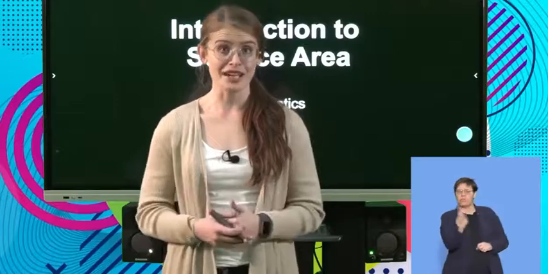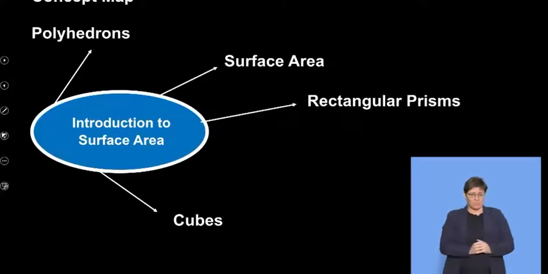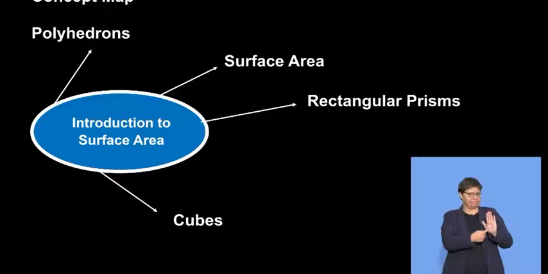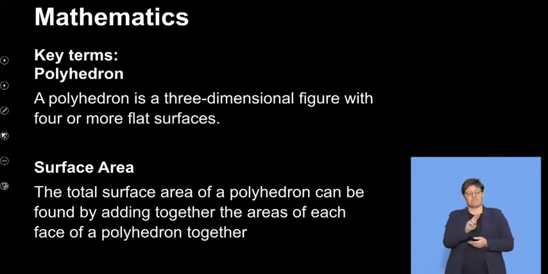Today we are going to be investigating an introduction to surface area. Let's look at the concept map together. So guys, we are going to first define what a polyhedron is, then I'm going to define what surface area means. Then we are going to look at how I would calculate the surface area of rectangular prisms as well as the surface area of cubes. Let's jump into our definitions.